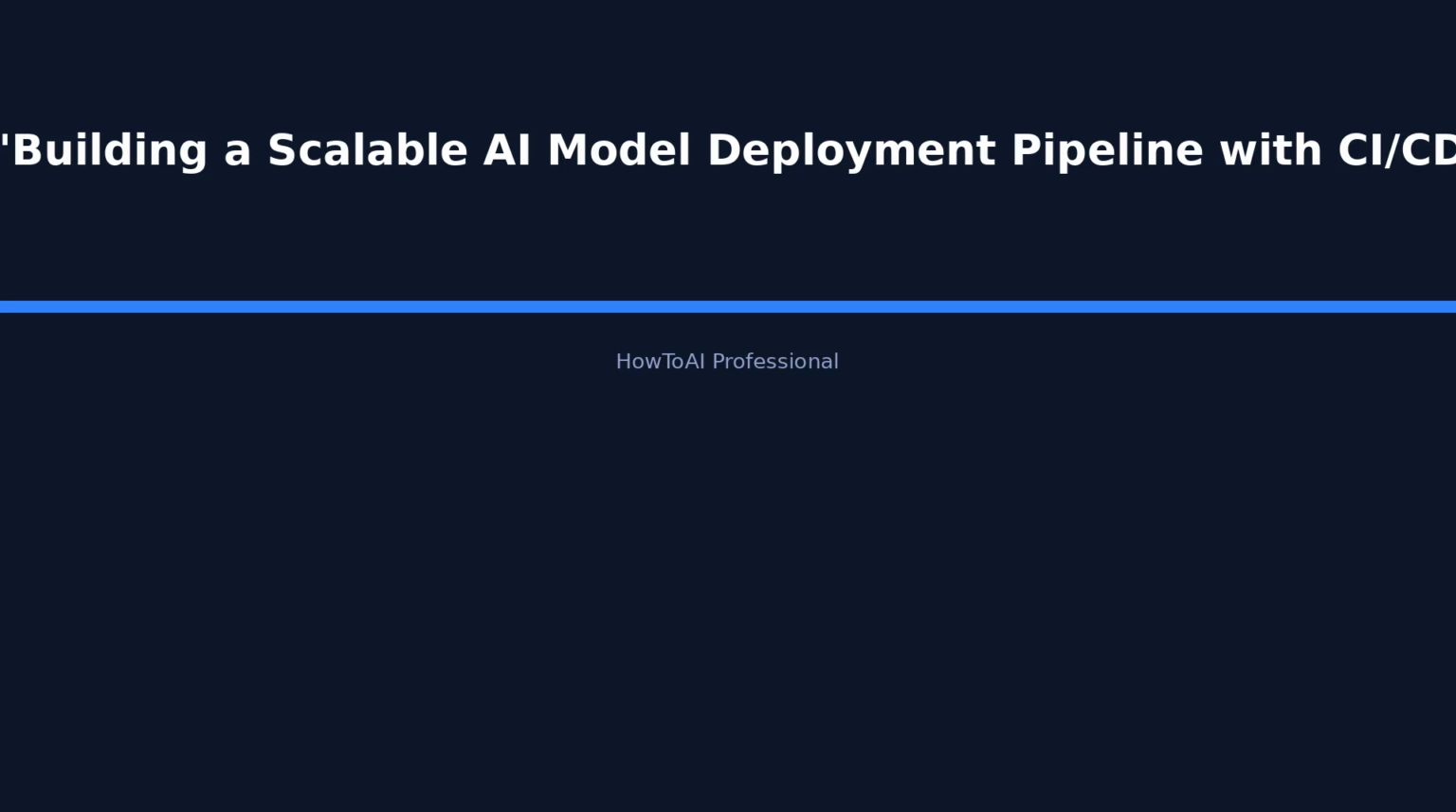Understanding the AI model deployment pipeline. Before implementing a CI/CD automation process, it's crucial to understand what an AI model deployment pipeline looks like. An AI model deployment pipeline typically consists of several stages: data collection, data preprocessing, model training, model evaluation, and finally, model deployment. Each of these stages involves several steps that ensure your model is not only functional but also reliable and efficient. First, we begin with data collection.